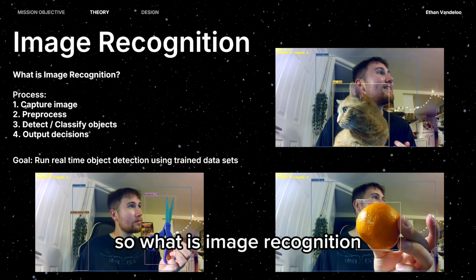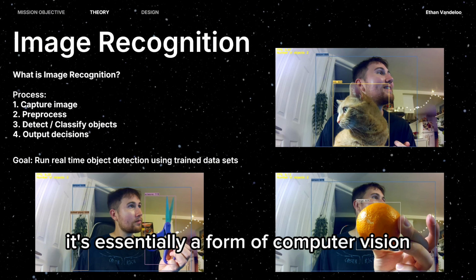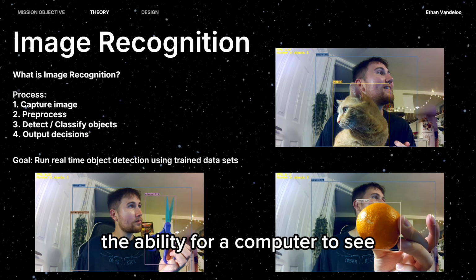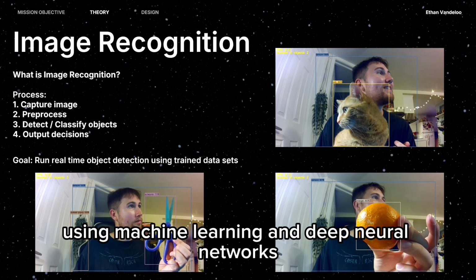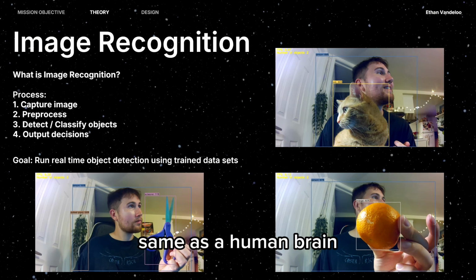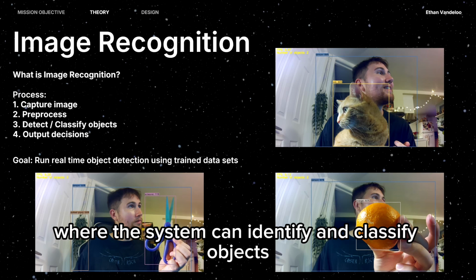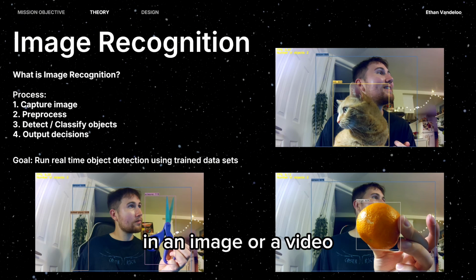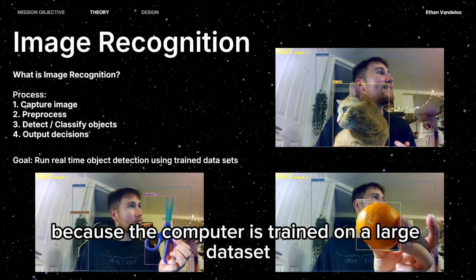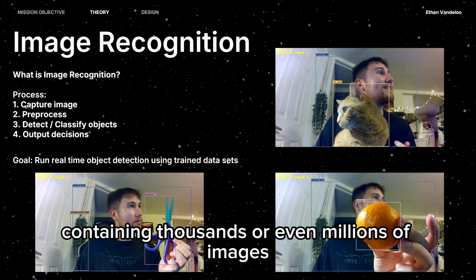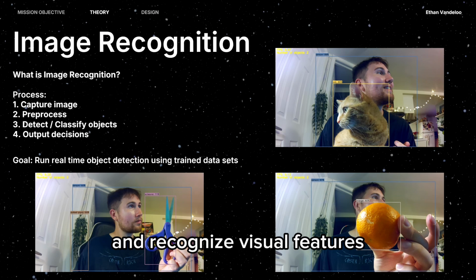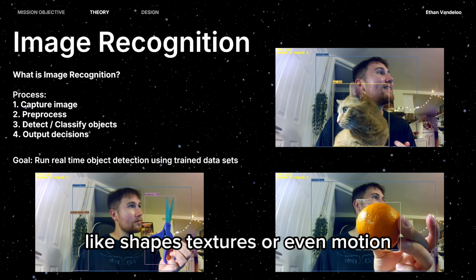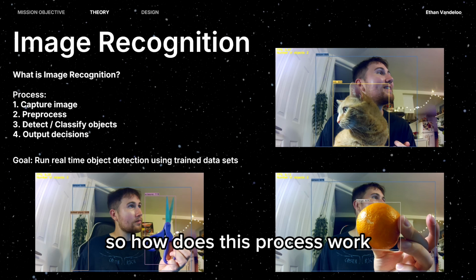So what is image recognition? It's essentially a form of computer vision, the ability for a computer to see and understand visual information, using machine learning and deep neural networks, same as a human brain, where the system can identify and classify objects in an image or a video. This is because the computer is trained on a large data set containing thousands or even millions of images. From this data, it learns to analyze pixel patterns and recognize visual features, like shapes, textures, or even motion. So how does this process work?